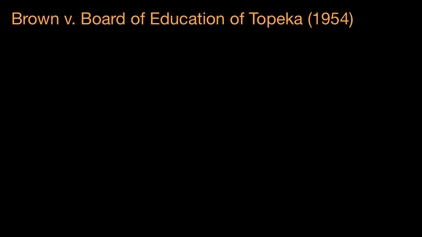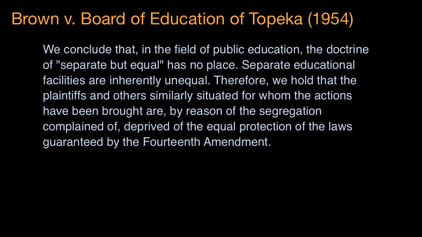The Supreme Court, in a unanimous decision, ruled, "We conclude that in the field of public education, the doctrine of separate but equal has no place. Separate educational facilities are inherently unequal. Therefore, we hold that the plaintiffs and others similarly situated for whom the actions have been brought are, by reason of the segregation complained of, deprived of the equal protection of the laws guaranteed by the 14th Amendment."